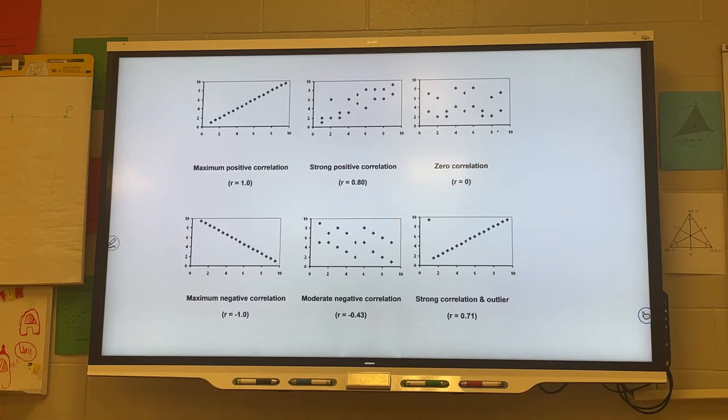Alright, so here are some scatter plots that you can have an estimate of what the R value would be, which is your correlation coefficient. Sometimes you'll see no pattern or trend, neither going upwards nor downwards, basically going right across. So we say this one has zero correlation, where R is equal to 0.